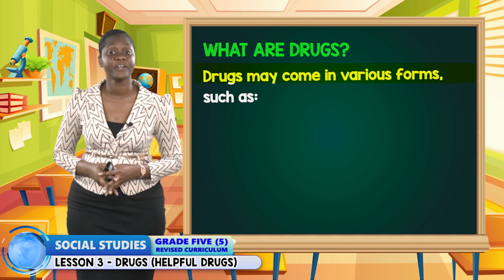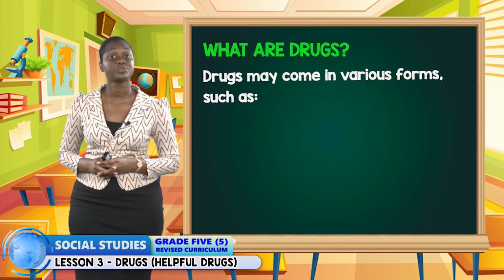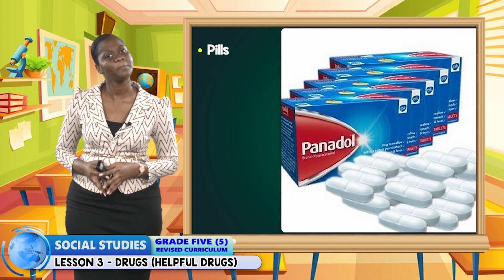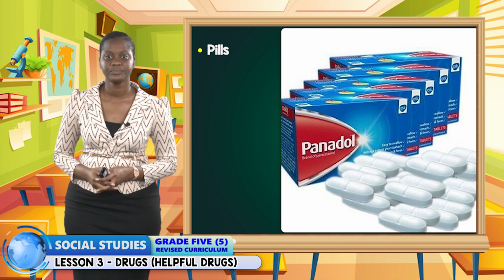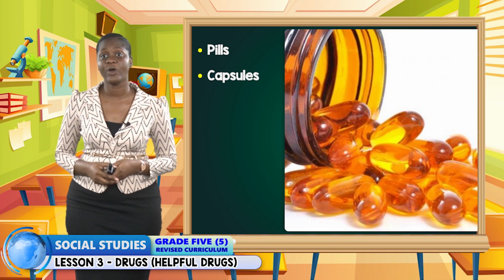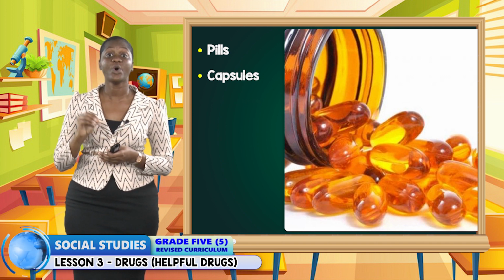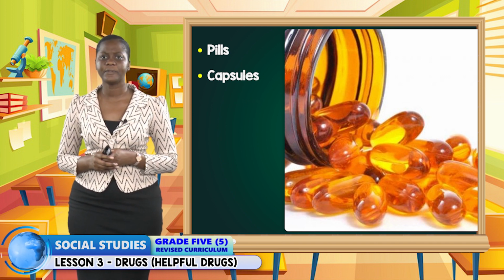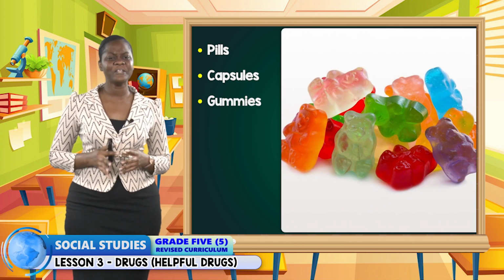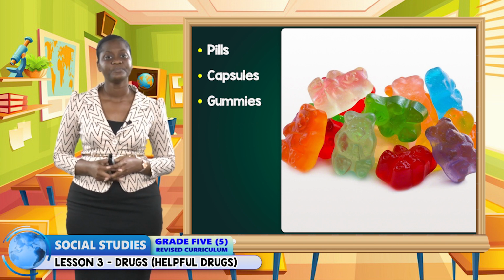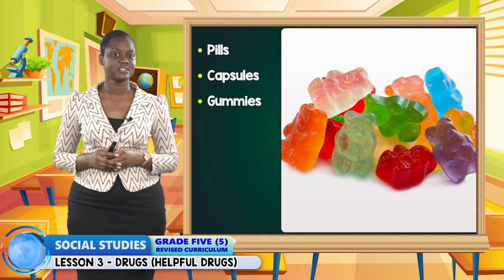Drugs may come in various forms. Let's look at some examples. A drug may be a tablet or pill, which is usually solid. Take, for example, Panadol. Drugs may also take the form of capsules, which usually have outer shells with liquids on the inside. For example, cod liver oil capsules. Drugs may also be in the form of gummies. For example, children's vitamin chewables, and children love to eat those.